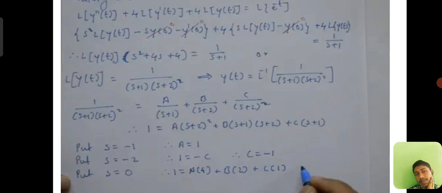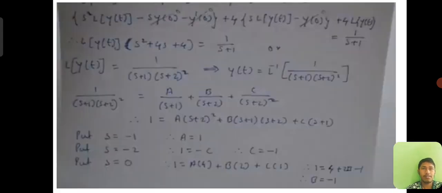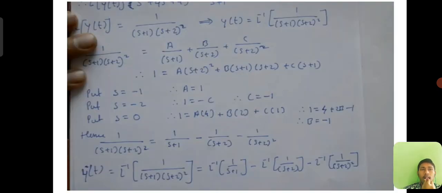Put s equals 0. By the above equation, we get 1 equals a into 4 plus b into 2 plus c into 1. And further solving, we get b equals minus 1. We have the a, b, c values, which are a equals 1, b equals minus 1, c equals minus 1. In the above equation, we now have 1 by (s plus 1)(s plus 2) whole square. By replacing the a, b, c values in those equations, we get y of t.